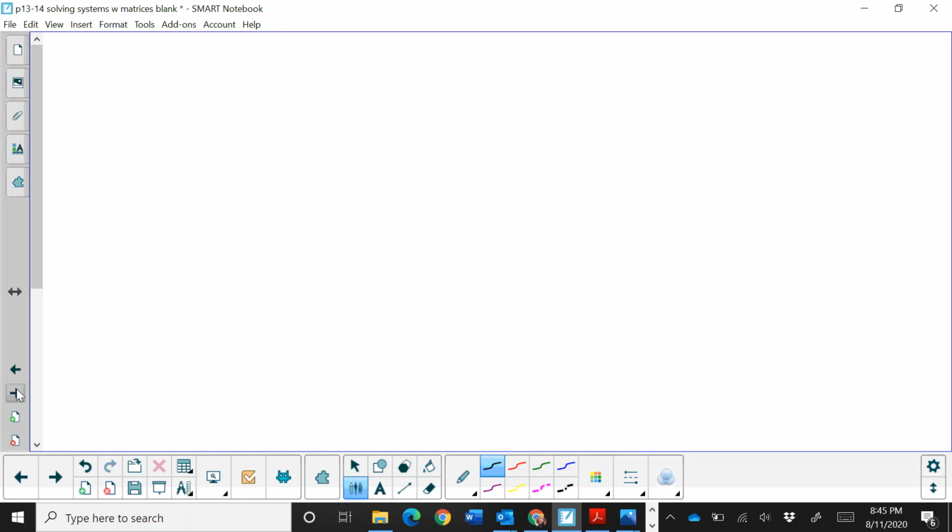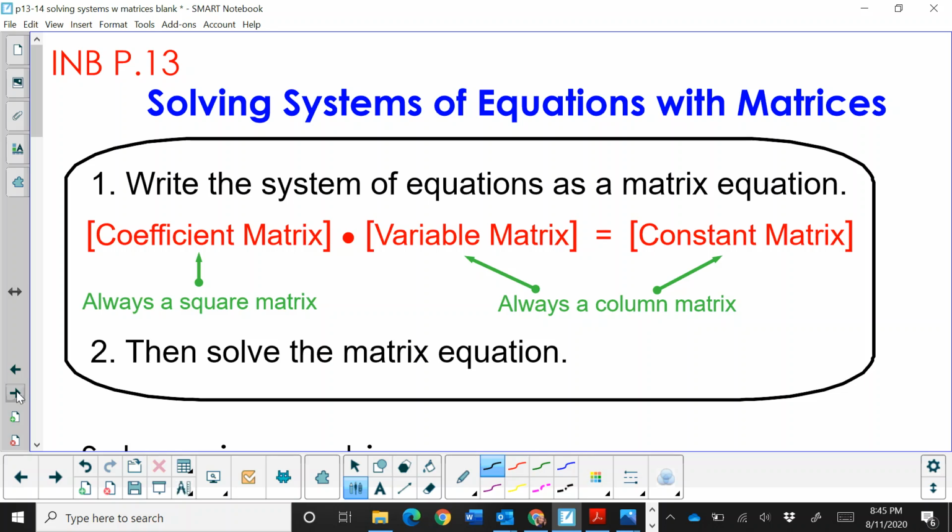Now we're going to go to the next topic, which is solving those same systems of equations, but this time we're going to solve using matrices. So in your interactive notebook, this is page 13. You want to write down what's on the screen right now, solving systems with matrices. So step 1, you're going to write this system of equations as a matrix equation. So basically, we're kind of translating it, kind of like you would do when you translate from French to English or Spanish to English. We're going to translate it to a matrix equation.